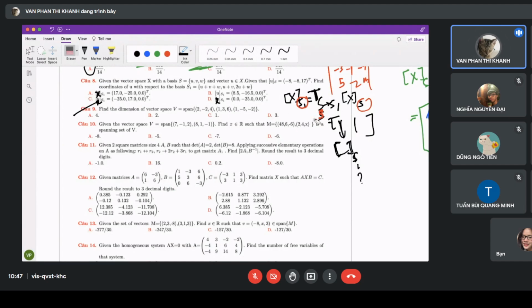Question 10. Find M such that it's a spanning set of V. So can you tell me, in order to be a spanning set of V, what is the condition? Who knows? What is the condition so that a vector set is a spanning set of a space? Who knows?